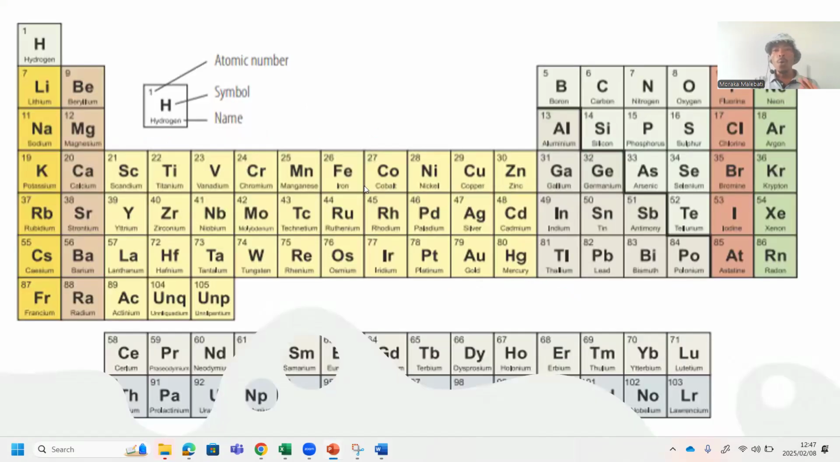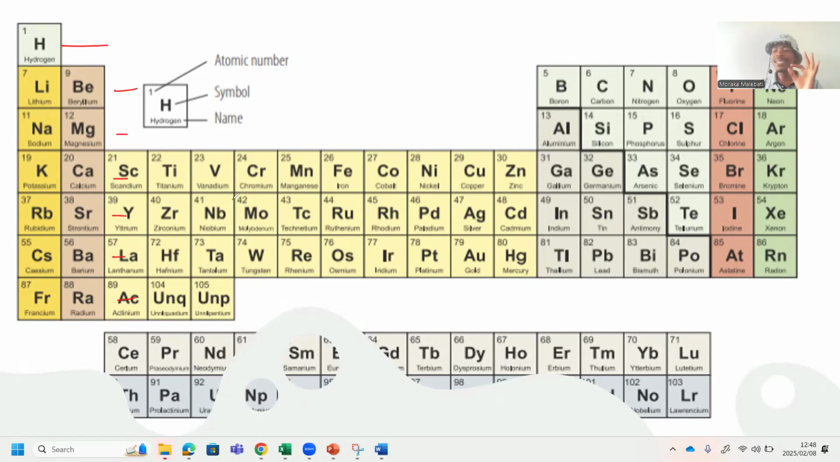Okay, so this is what is called the periodic table, and I know that most of you know this. This periodic table is divided into groups and into periods. Periods are the horizontal rows in the periodic table. The rows are these ones: 1, 2, 3, 4, 5, 6, 7. These are rows, or periods, the horizontal rows in the periodic table.